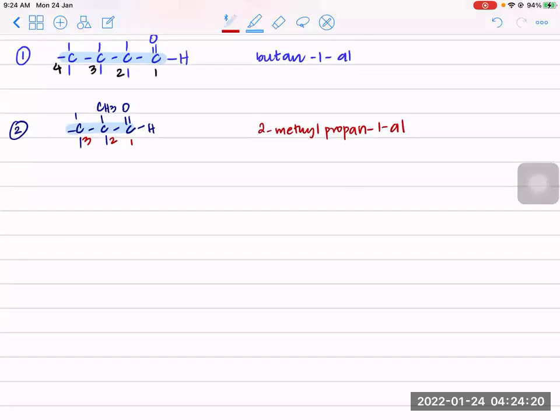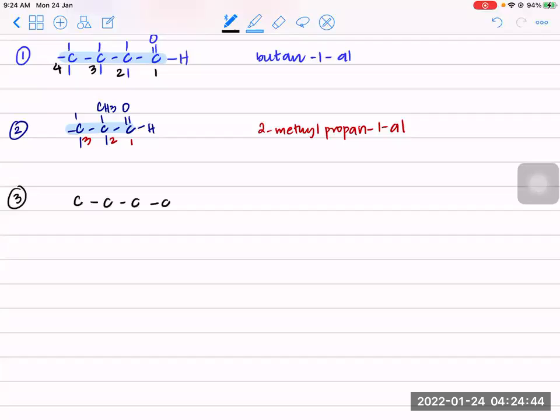Now, which kind of isomers are they? Structural, yes, but which type? Chain isomers, because in the first one, the main chain is of 4 carbons. In the second one, the main chain is of 3 carbons. So they are chain isomers of each other, right? Now let's see the third one. Let's try to make a ketone.